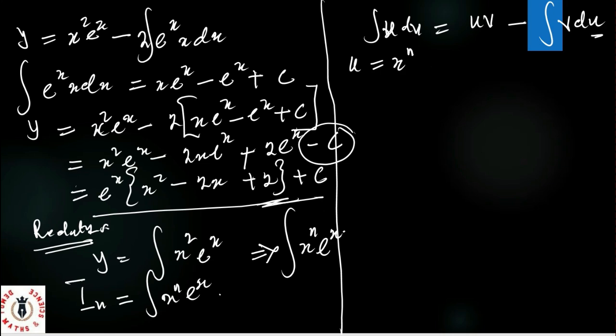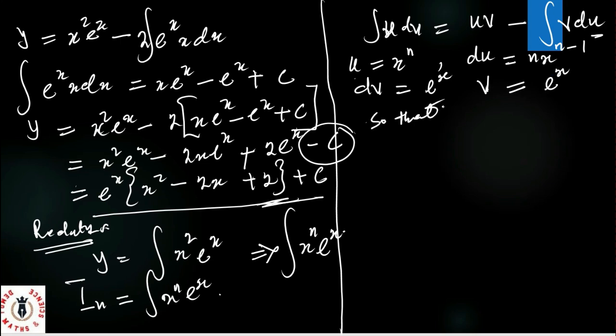So if u is equal to x raised to power n, and I differentiate x raised to power n, I'll have du to be the same thing as n x raised to power n minus 1. At the same time, my dv will be e raised to power x, so that the integral of e raised to power x, which is v, will be e raised to power x.